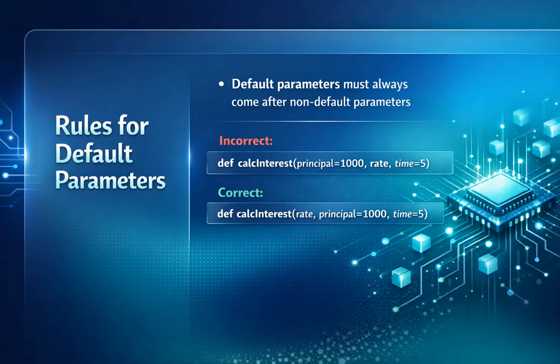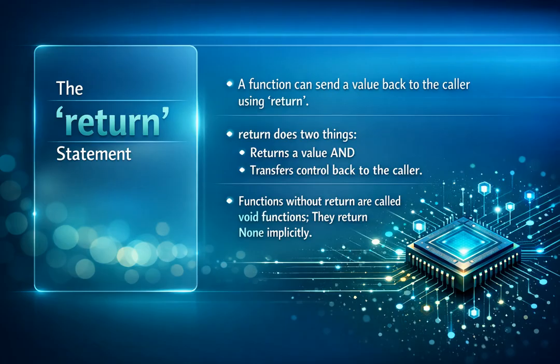There is an important rule for default parameters. They must always appear after all non-default parameters in the function header. Writing def calc_interest with principal having a default before rate, which has no default, is incorrect and will cause an error. The return statement serves two purposes.